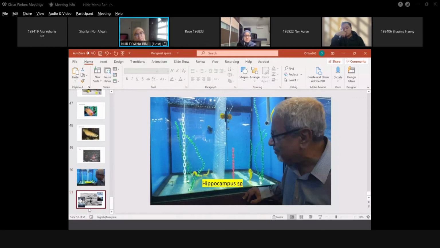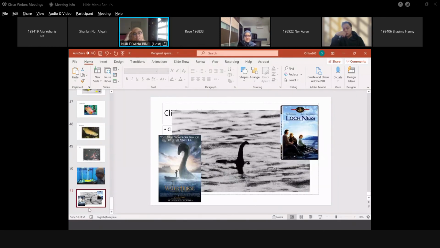All right, last photo. When I went to Scotland, I had the chance to go to this place where they say that they saw the sea monster. This place is called Loch Ness. Loch is kind of like a pond, not a pond, but a water body, something like that. There are a few movies about this sea monster. So I just want to share with you, I went to this place.